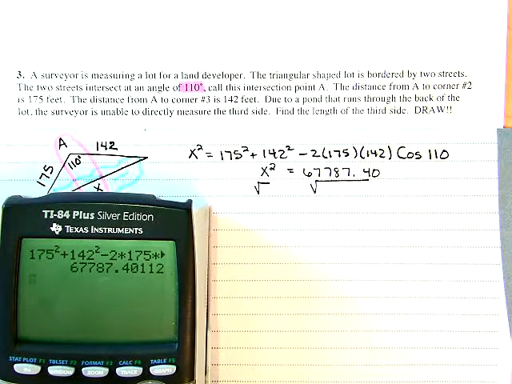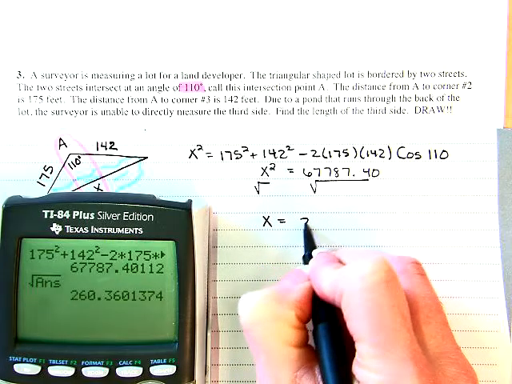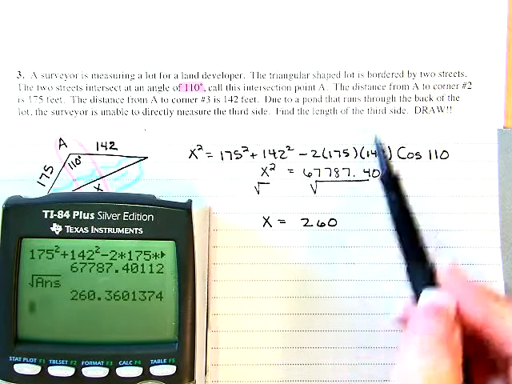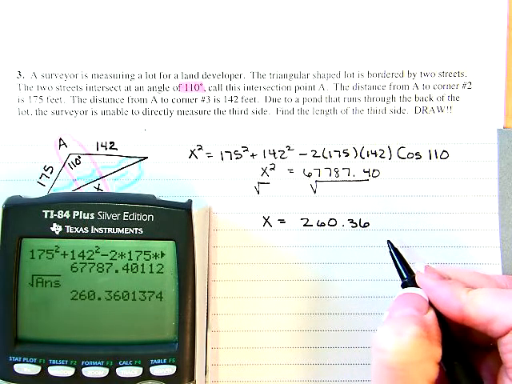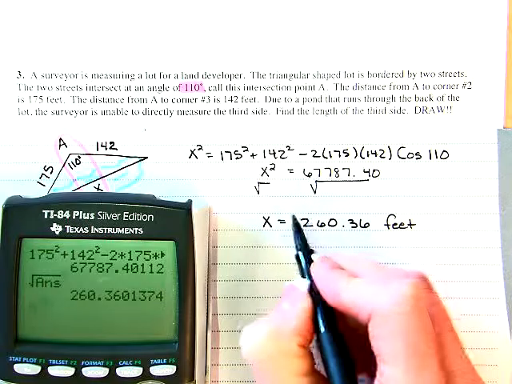And so the next thing we have to do is square root both sides. So I'm going to go second square root, second answer down here, so it takes that whole thing. And I get that the missing side is x equals 260. Let's see, it doesn't say where to round, so let's round to the nearest hundredth. It is a word problem. We need to label feet. And there's your answer.